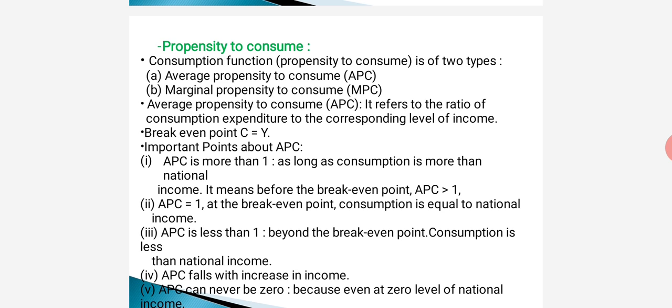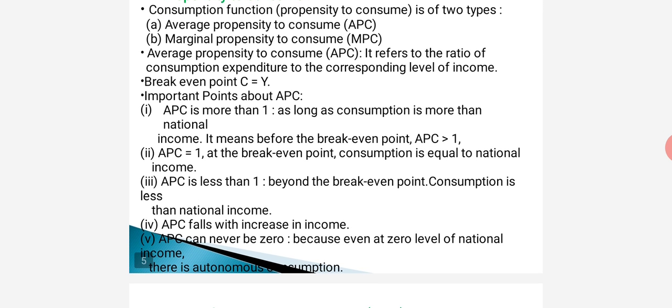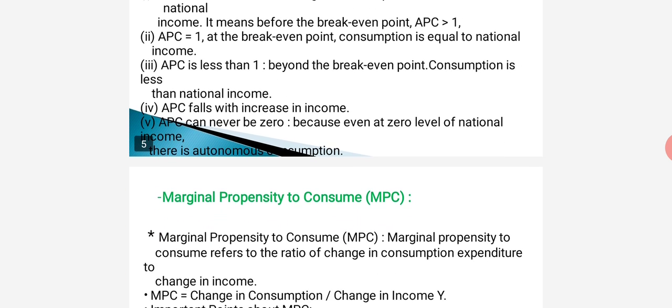Fourth point is APC falls with increase in income. This is a very important point, children: when our income increases, APC keeps on falling. Keep it in mind. Fifth point is APC can never be zero, because even at zero level of national income we have to consume, we have to spend on consumption. This is again a very important point about APC.